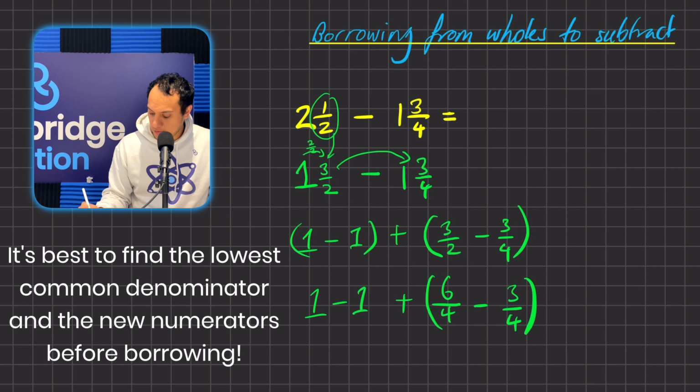And then let's evaluate each of our brackets here. So 1 take away 1 is 0, plus 6/4 take away 3/4. Again, subtract the tops, you get 3/4. So therefore, our answer is 3/4.